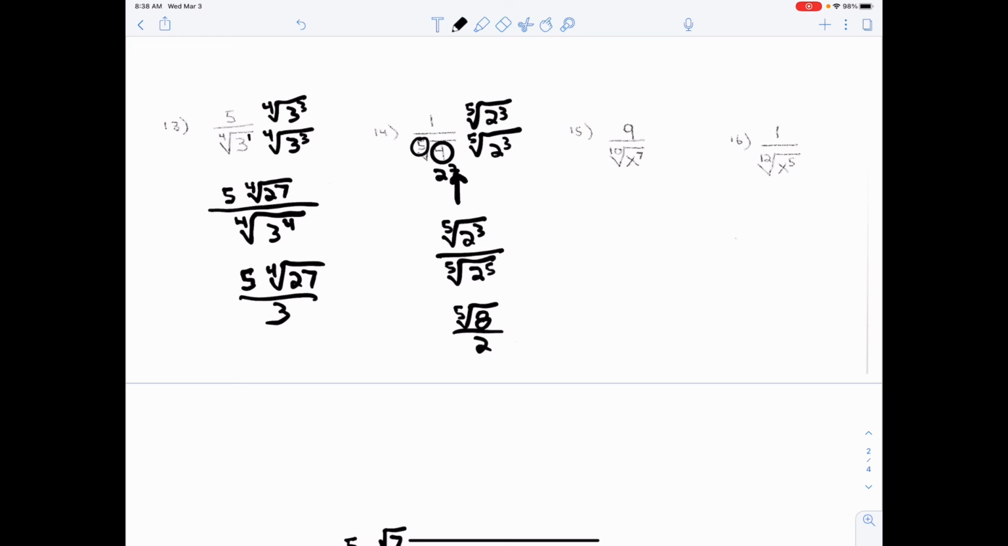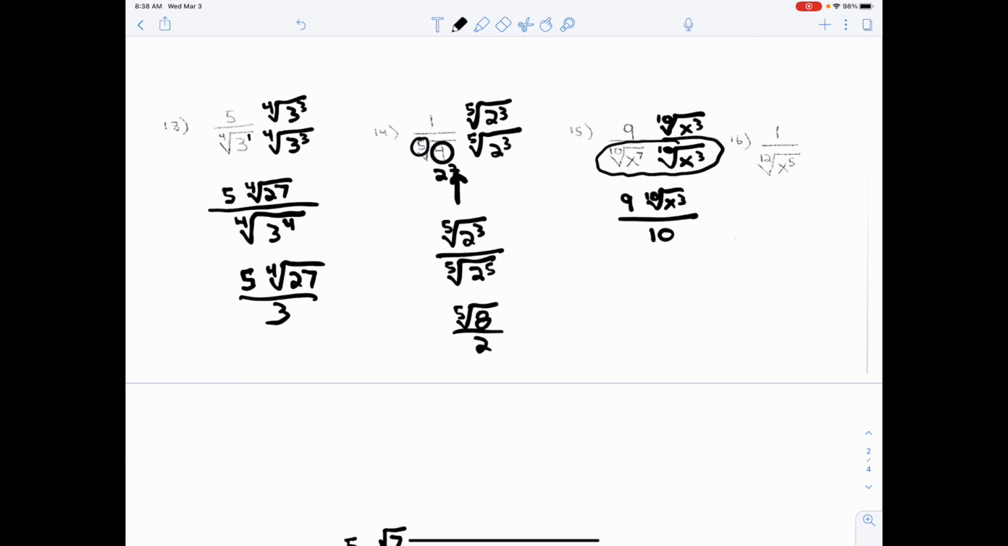Okay, here, what do I want? I want the 10th root. Now, right now it's x to the 7th. I wanted to get it to be x to the 10th, so I'm going to multiply by the 10th root of x to the third, top and bottom. So we get 9 times the 10th root of x to the third, all over the 10th root of x to the 10th.